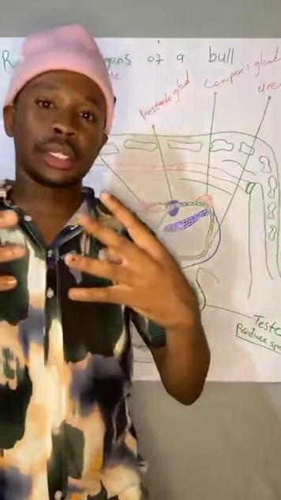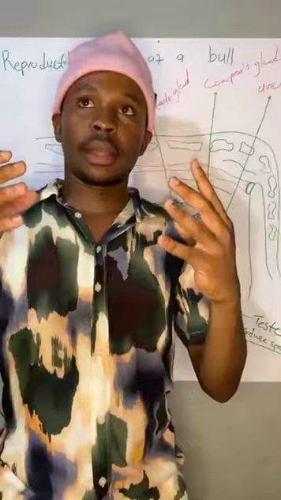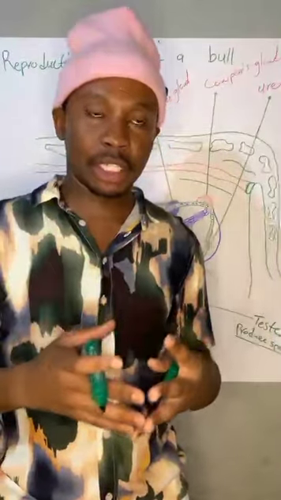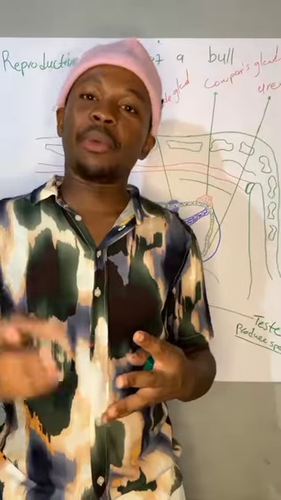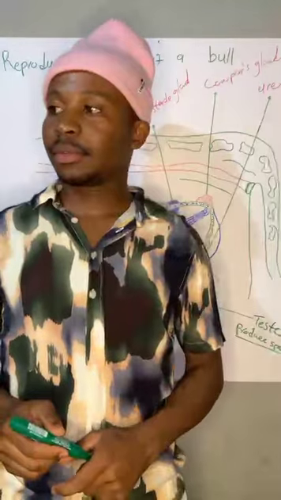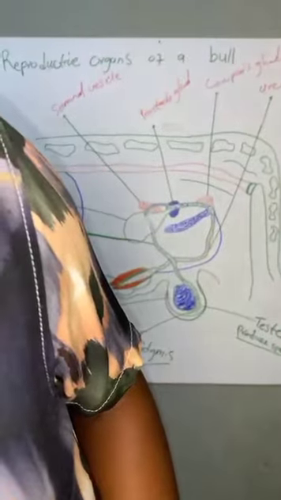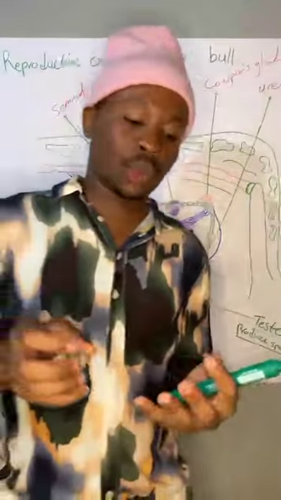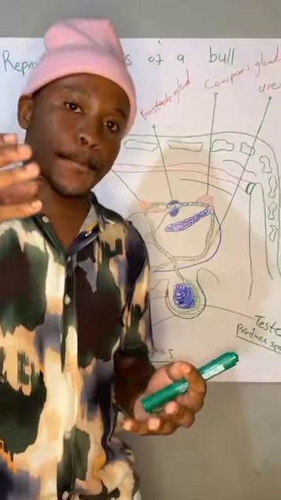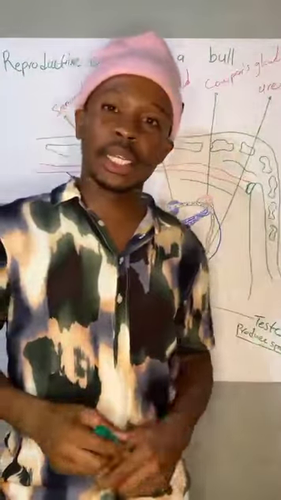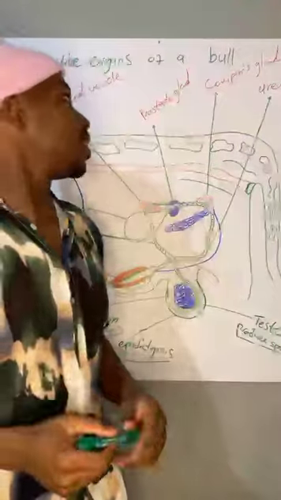Remember, when two humans, let's say a boy and a girl, are meeting, the Cowper's gland will secrete the mucus-like fluid that helps to lubricate the urethra.